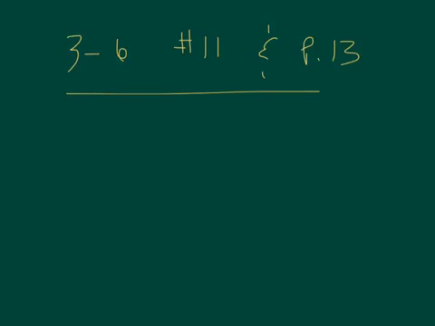Okay? So 3.6, problem solving using systems. Problem 11 and 13. Problem 11: a financial planner wants to invest $8,000, some in stocks earning 15% annually and the rest in bonds earning 6% annually. How much should be invested at each rate to return $930 annually?